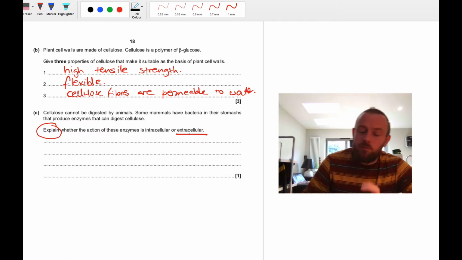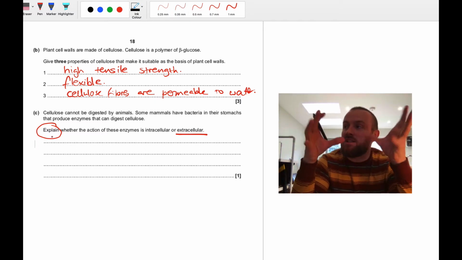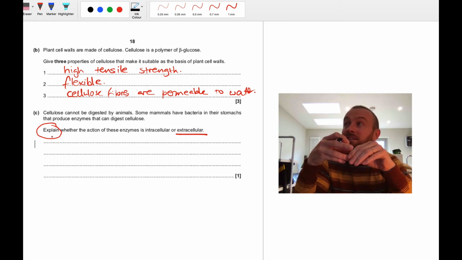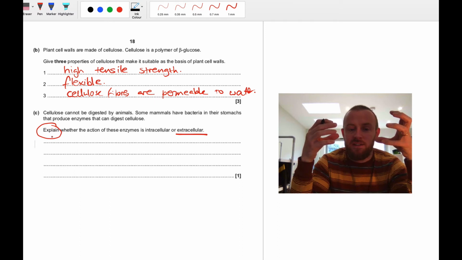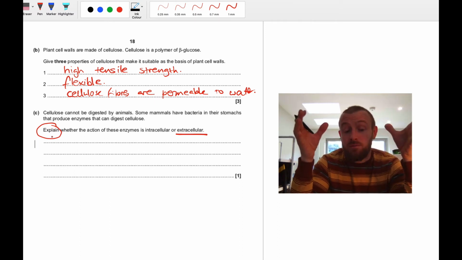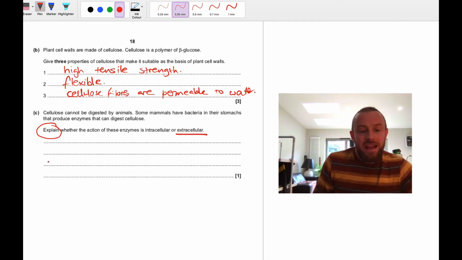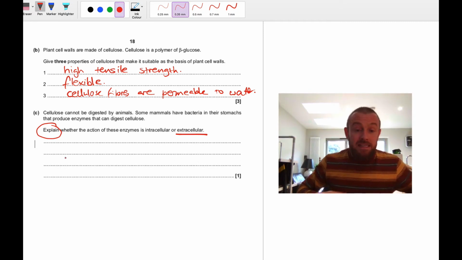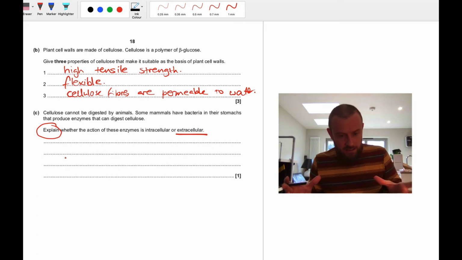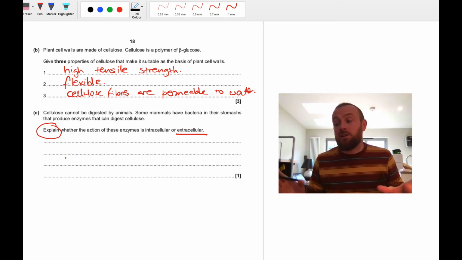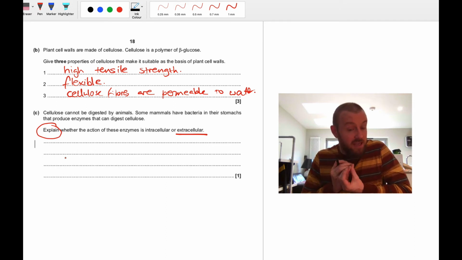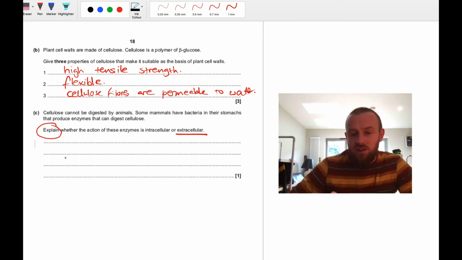Well, think about it. If the bacteria were digesting the cellulose intracellularly, then they would eat all the cellulose, and it wouldn't help the mammals. So what's happening is the bacteria are living in the intestine. They are releasing enzymes into the intestine, digesting the cellulose, and that means those mammals can take in the beta-glucose that has been digested by the bacteria. So they are extracellular enzymes.